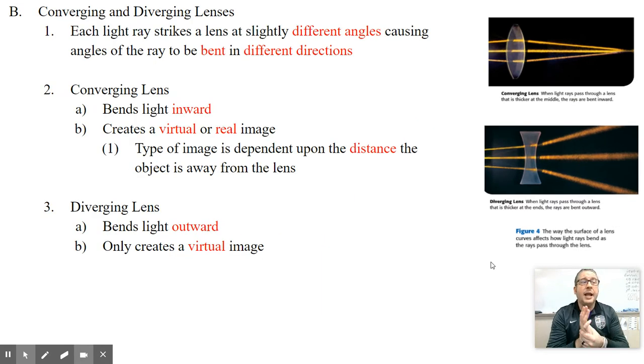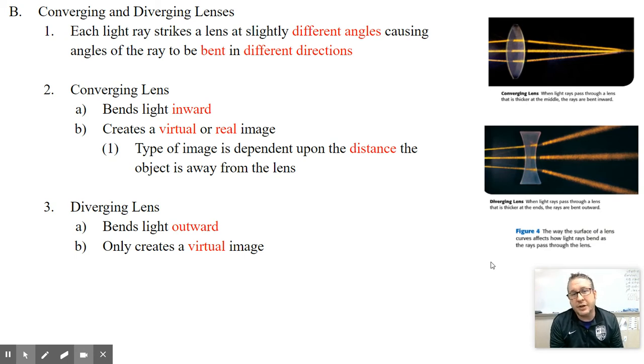So in converging and diverging lenses, each light ray strikes the lens at slightly different angles, causing the angles of the ray to be bent in different directions. Converging lenses bend the light waves inward and create a virtual or real image. The type of image is dependent upon the distance the object is away from the lens. Divergent lenses bend light outward and only create a virtual image.